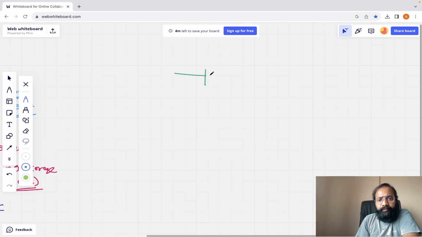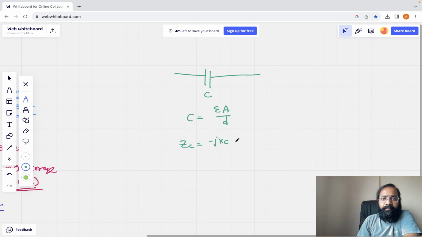See guys, usually if I take the capacitance, let's take it as C. So C is equal to epsilon A divided by D, as I already told you. And now the impedance of the capacitance, ZC, can be taken as minus j Xc. Okay, we can take it like this. Impedance of the capacitance is equal to minus j Xc, and Xc is called the reactance of the capacitance, that is 1 divided by omega C.